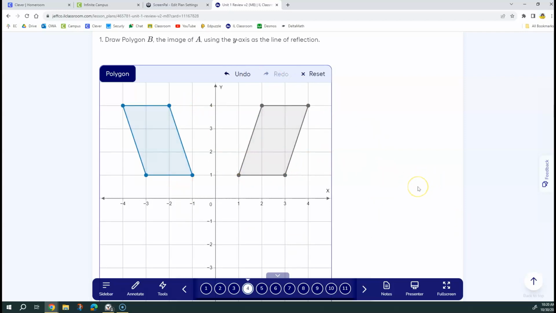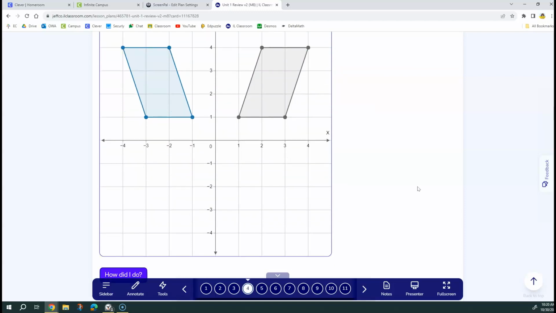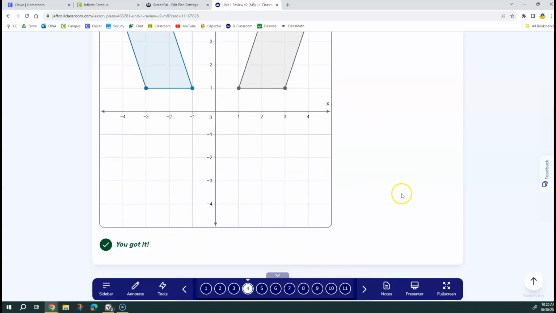And if you can picture it, you can pretend you're folding at the y-axis, and you would notice that all of the points match up point for point. And woohoo!